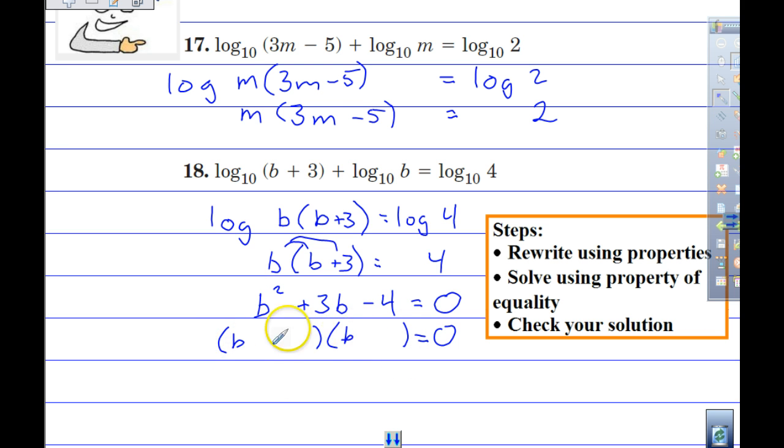So we have, what? Minus 3, minus 1? Okay. Minus 4 plus 1. Okay. So b equals 4 and negative 1. Do they both work? 4 plus 3 is 7. Okay. Negative 1. Negative 1 plus 3 is 2. So does it work?